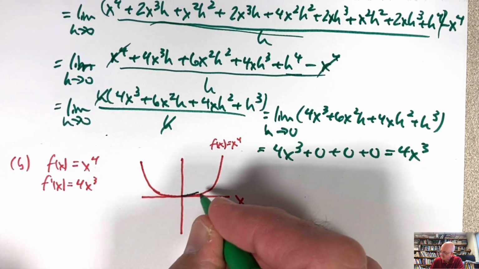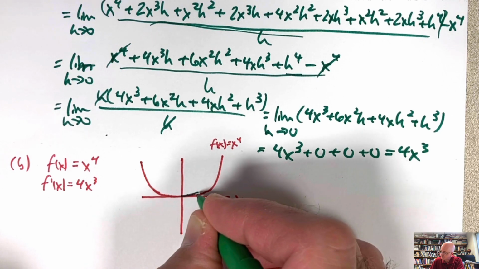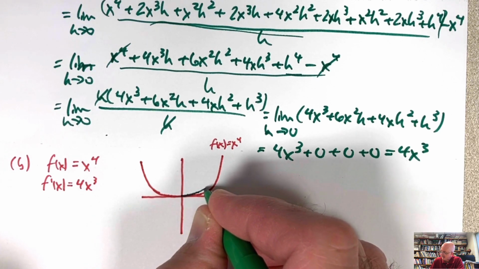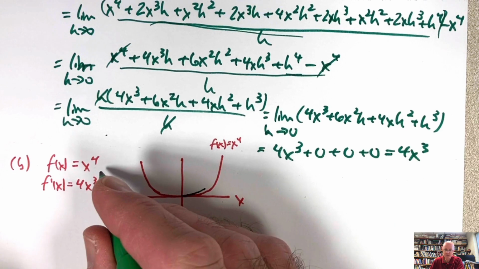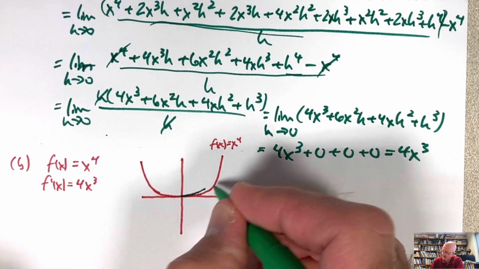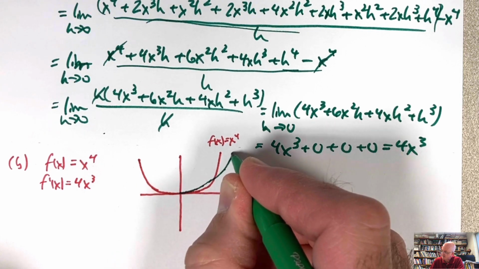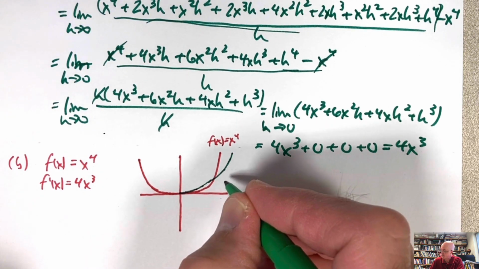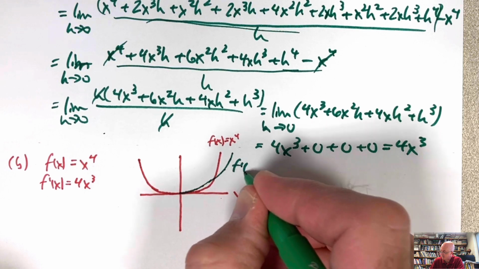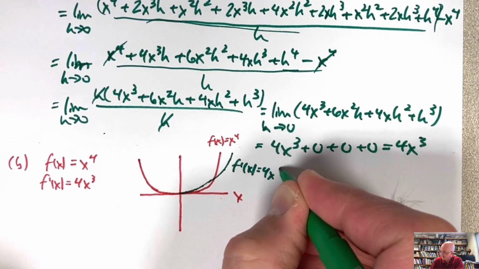Probably above the graph of x to the 4th. It's close to 0, but not quite as close to 0 as x to the 4th is. At some point, though, because x to the 4th has a higher power, it's going to grow faster. So at some point, the derivative graph is going to be below the graph of the original function. F prime of x equals 4x cubed.